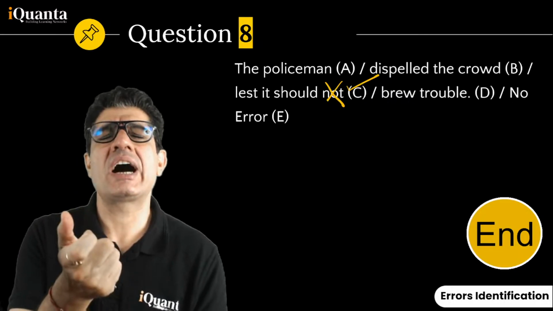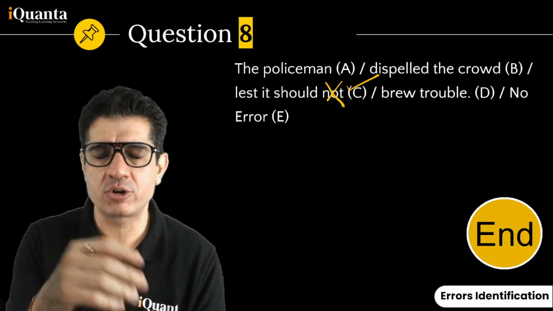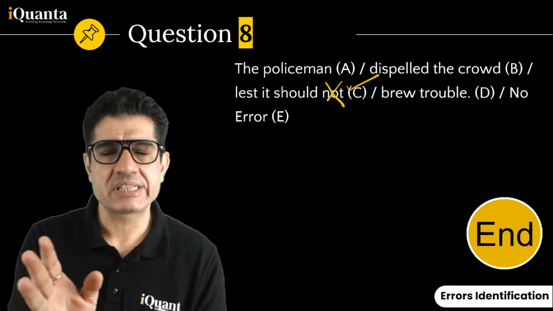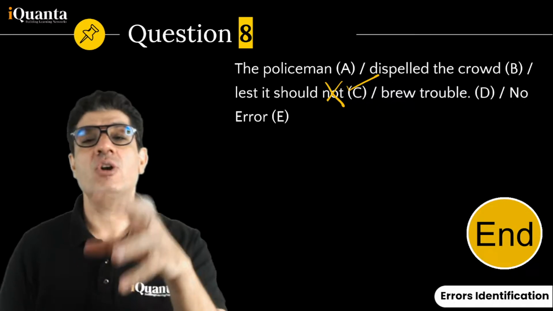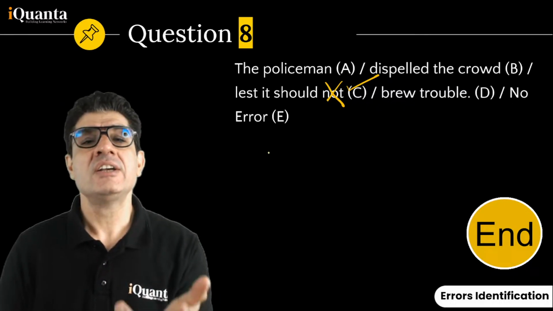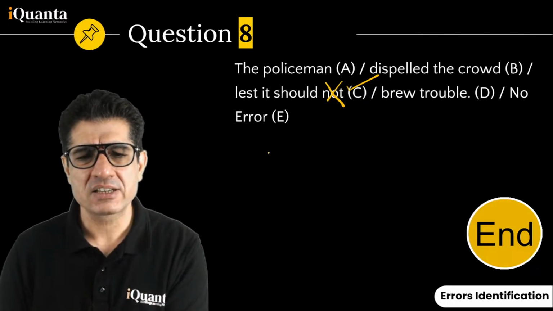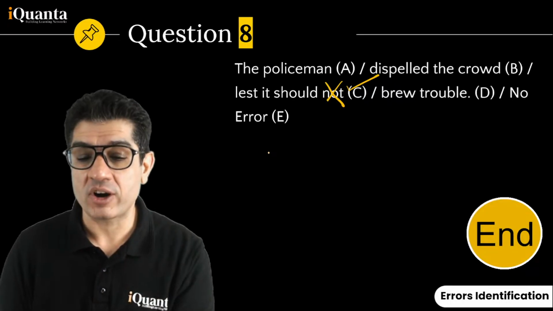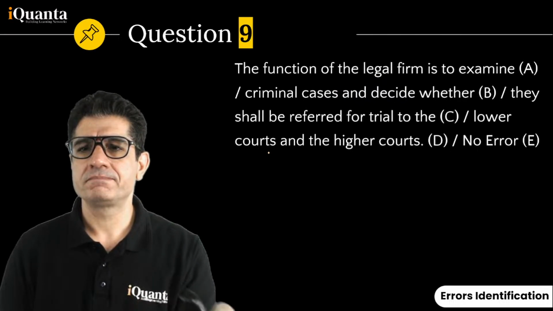And this should after lest is optional. You want to use it, use it. You don't want to use it, don't use it. Both the sentences are going to be correct. So lest is a negative conjunction. Lest already happens to have a not. So if you see a not in the clause coming after lest, make sure that you mark that not as your error. Question number 9.